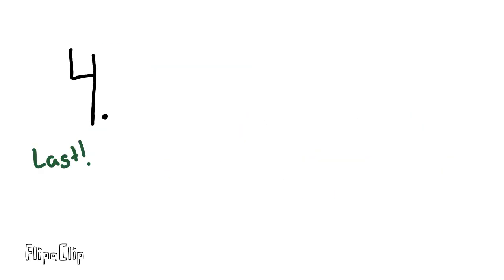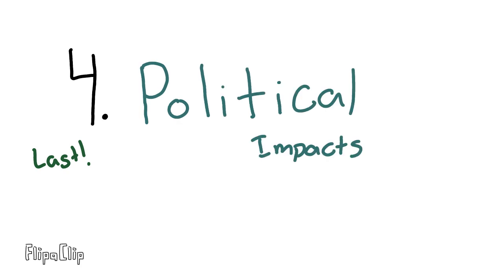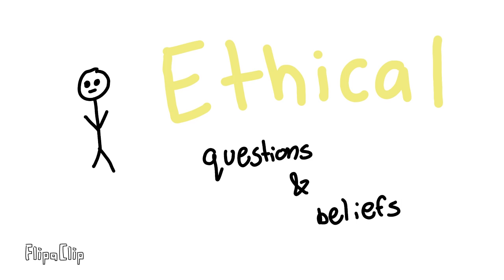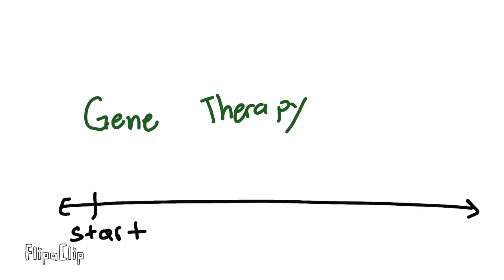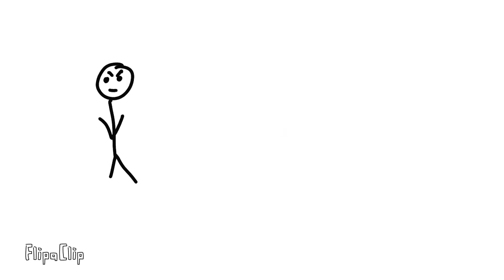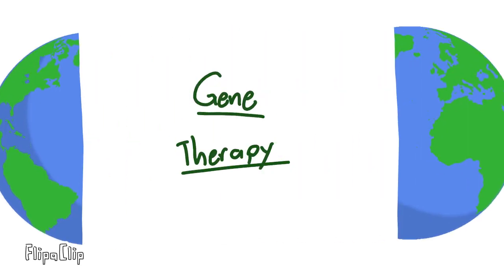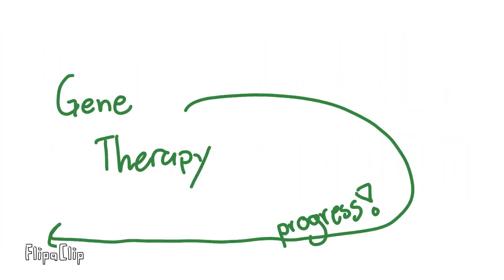And lastly, the fourth category is political impacts. The opinions of gene therapy are already split because people have ethical questions and beliefs surrounding it. Gene therapy did not have a great start, so people don't really believe that it will do any good. It will most likely add more of a divide to the world as it continues to progress.